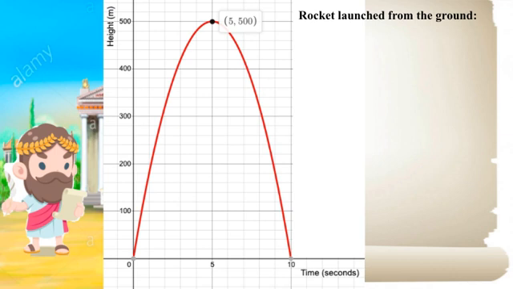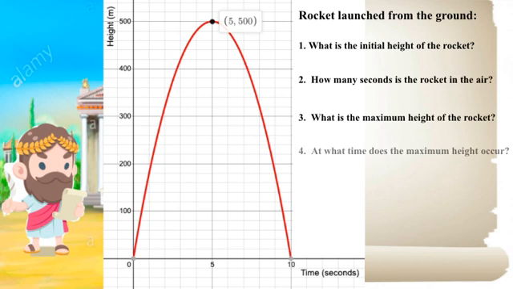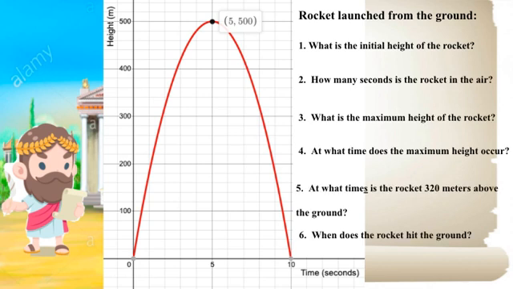We identified that the top point of the curve has the coordinate 5 and 500, and I asked you these 6 questions about what this parabolic curve is telling us. Now, you should feel more comfortable describing and interpreting parabolic curves on a graph.